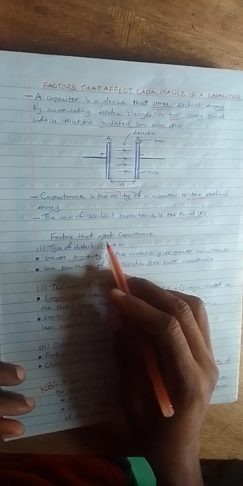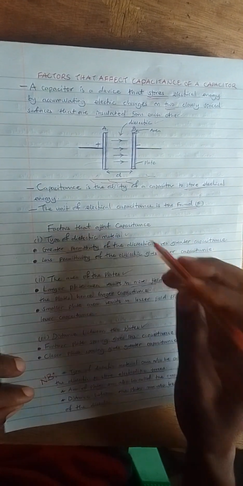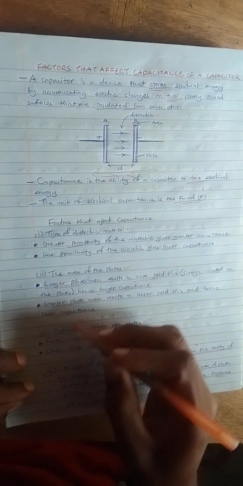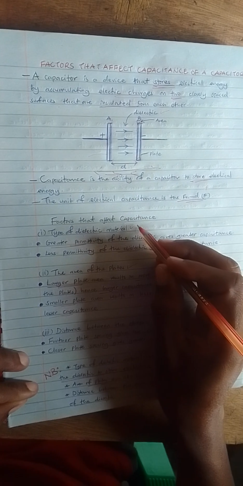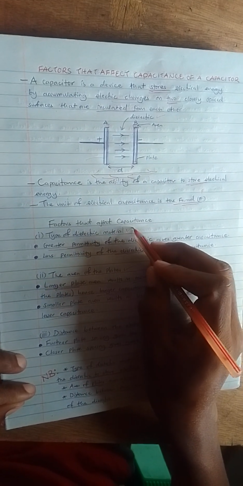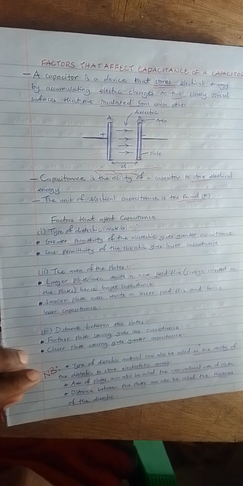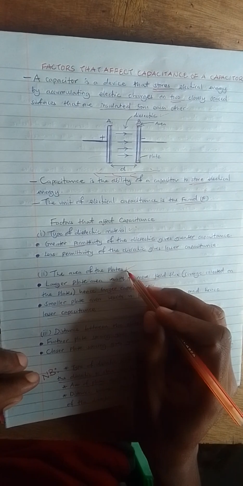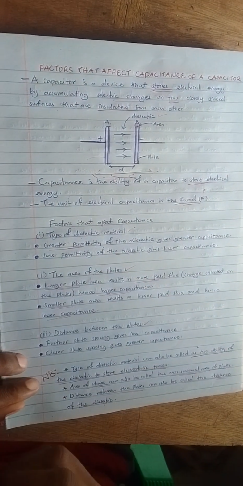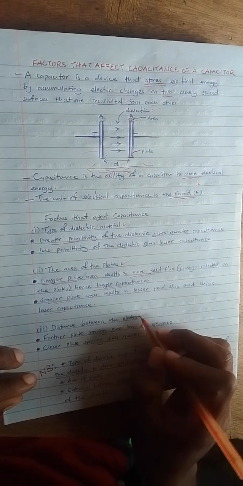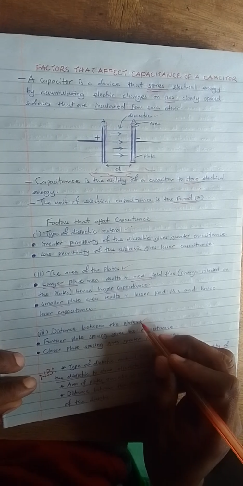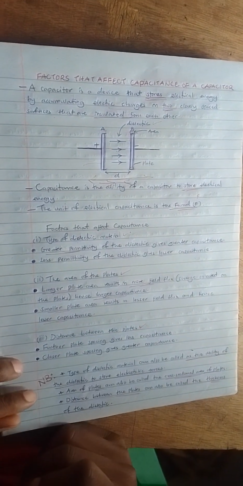So these are the three factors that affect capacitance generally: the type of the dielectric material, which you can also call the ability of the dielectric material to store electrostatic forces; the second factor, the area of the plates; and the third factor, the distance between the plates, which can also be referred to as the thickness of the dielectric.